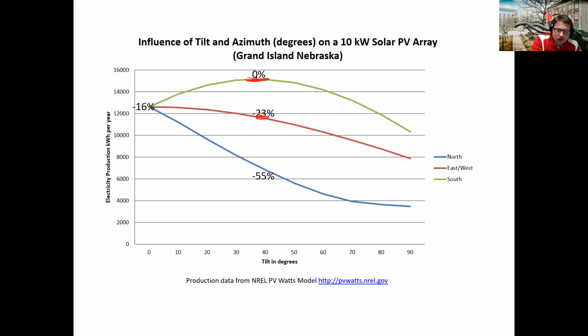So when you think about facing it east or west, it's a matter of trying to decide if that loss of production is going to harm you economically enough that it hurts your ability or your desire to put the system in. So it's not that you shouldn't put it in east or west, but you're going to lose some production annually. We'll talk about some other things about east and west a little later as well.